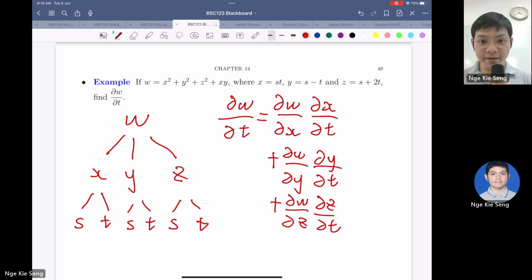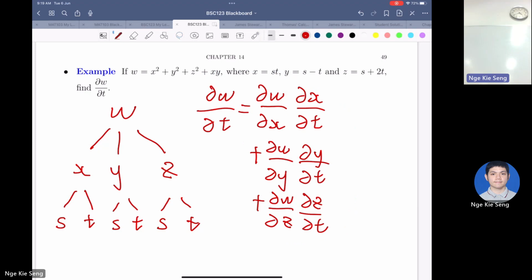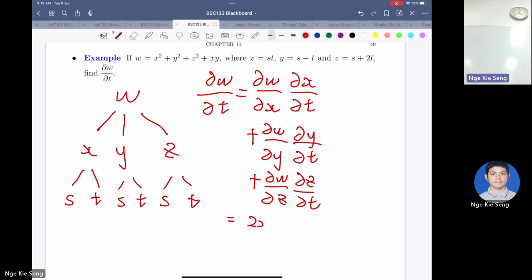Oh, seems like I don't have this example. Let's do it together then. Okay, let's do this. So del w over del x gets 2x plus y. You could do it first and then we can check our answer together. Okay, I think I made a mistake again. This one is del w over del z, 2z.